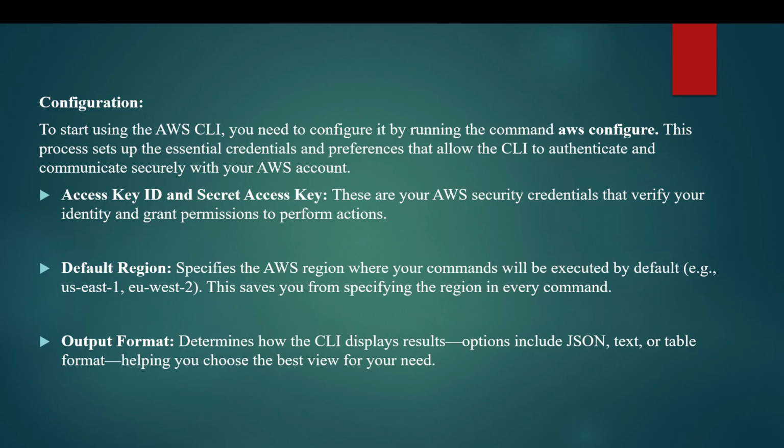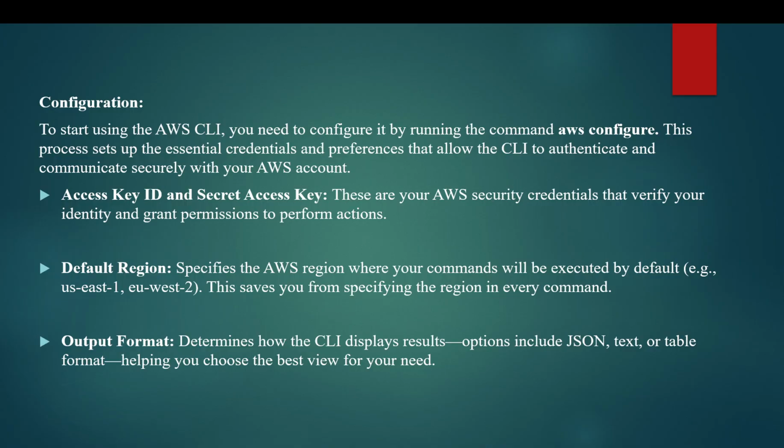Configuration. To start using the AWS CLI, you need to configure it by running the command aws configure. This process sets up the essential credentials and preferences that allow the CLI to authenticate and communicate securely with your AWS account. Access key ID and secret access key. These are your AWS security credentials that verify your identity and grant permissions to perform actions.